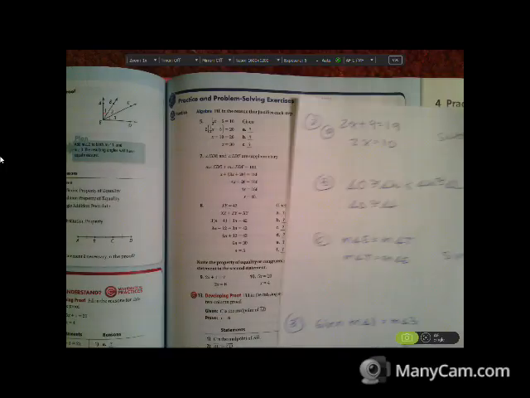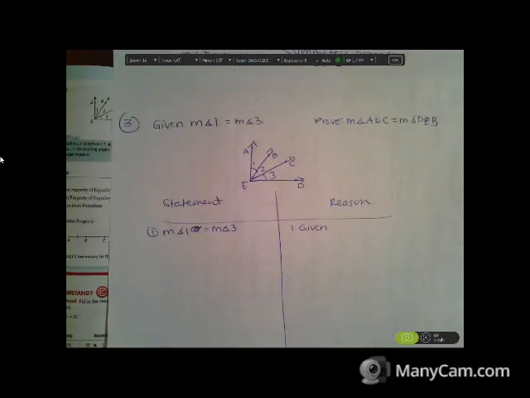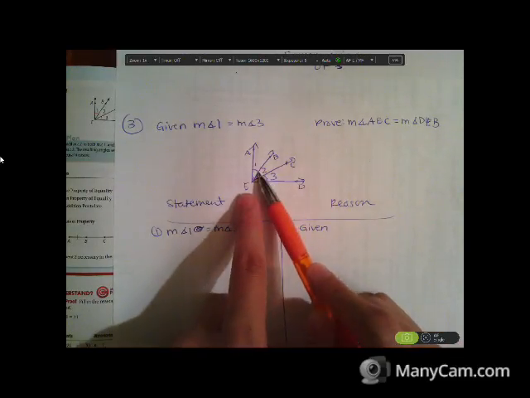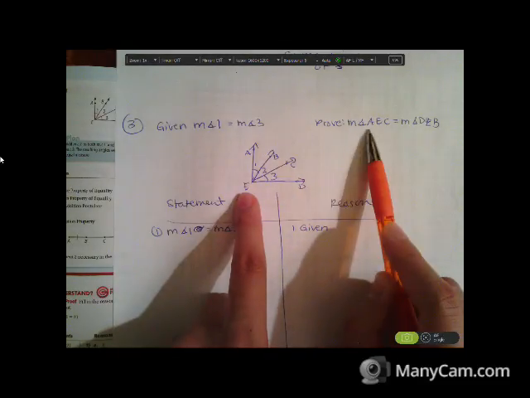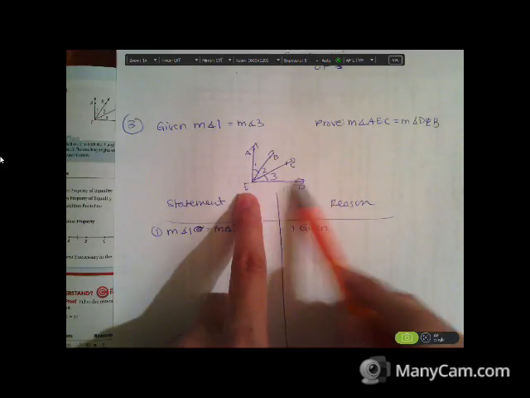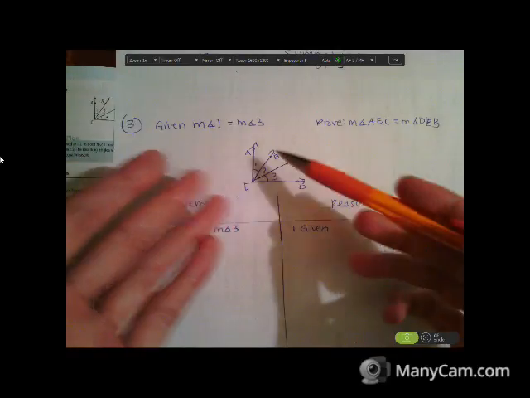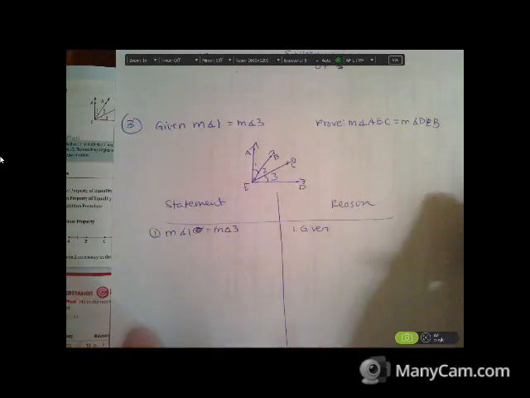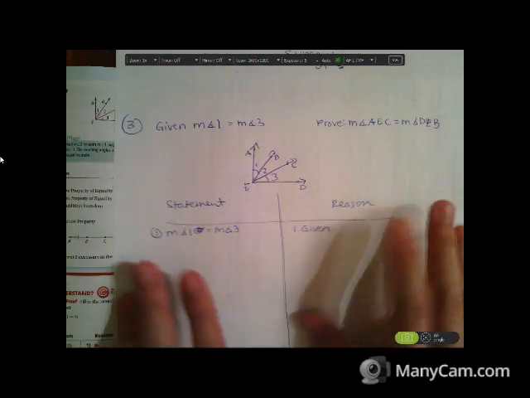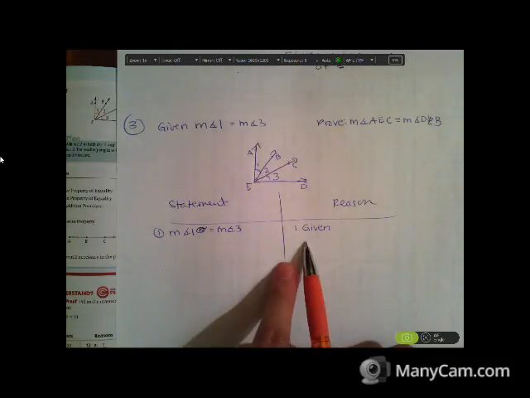Now we are going to problem 3. Let me move it up. Alright, so problem 3. You have a given. First you're given this picture. You're given that the measure of angle 1 is equal to the measure of angle 3. You want to prove that the measure of angle AEC is equal to the measure of angle DEB. Now, obviously looking at the picture, you know that that's right, because angle 1 is equal to angle 3. But they want you to show the 2-column proof and the reasons why. So, you always start with your given. Measure of angle 1 is equal to measure of angle 3. Your reason is given.